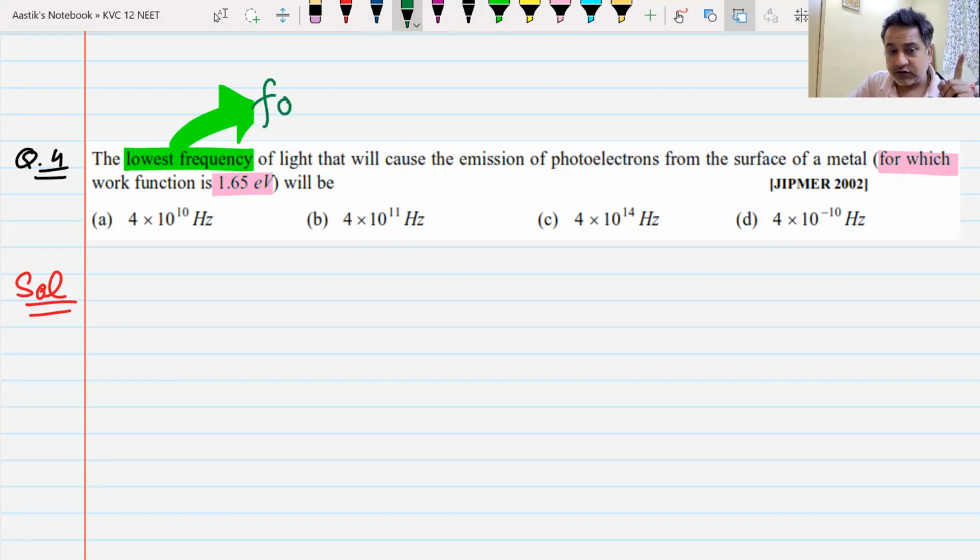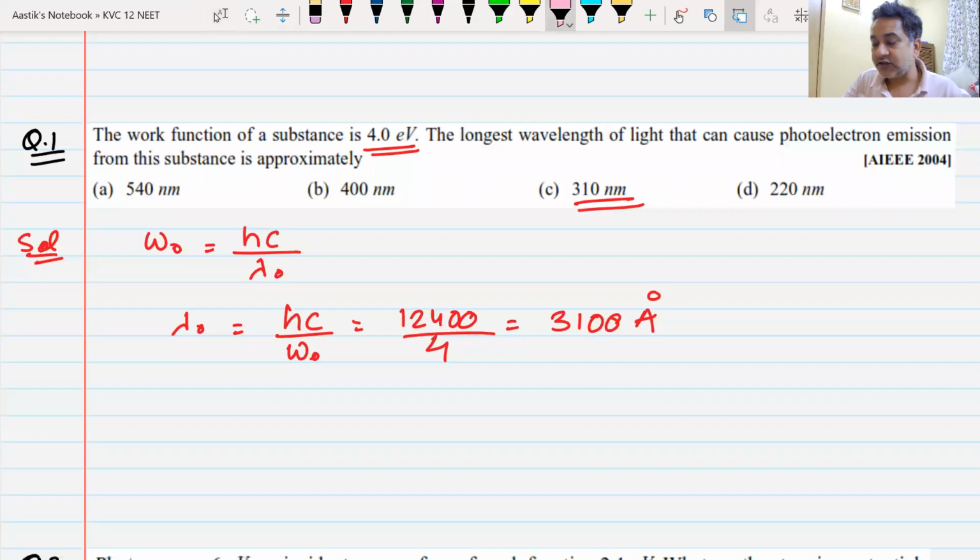Now we had done a similar question in the previous class where they had asked you the longest wavelength. That was the first question that we did. Longest wavelength means threshold wavelength. Lowest frequency means threshold frequency. Do we understand this? Everyone understands this? Okay. So you have to find the threshold frequency.